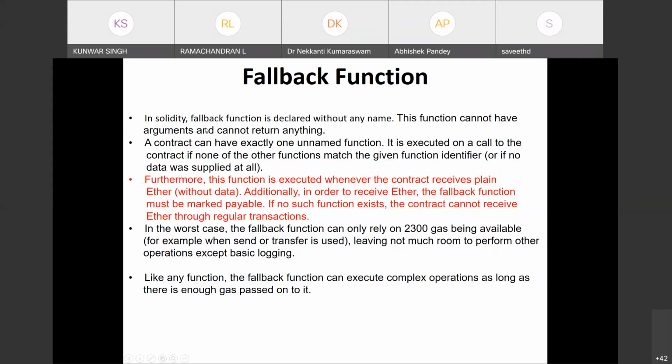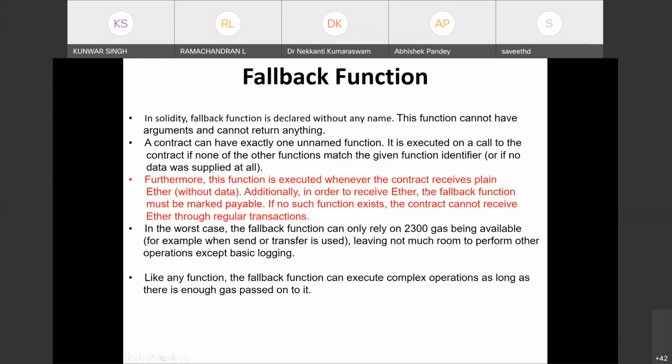So in Solidity, the fallback function is declared without any name. Okay, the name will not be there. This function cannot have any argument and cannot return anything. So that is the fallback function. A contract can have exactly one unnamed function. Now, if there is no name on that function, then how is it executed? Okay, let's see. It is executed on a call to the contract if none of the other functions match the given function identifier. Then this unnamed function will be called.